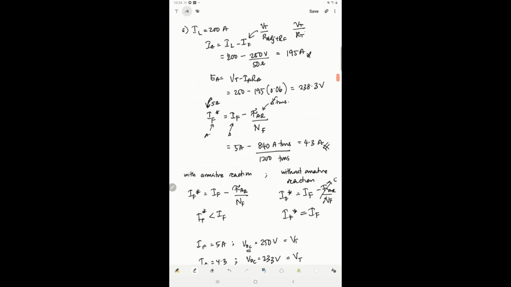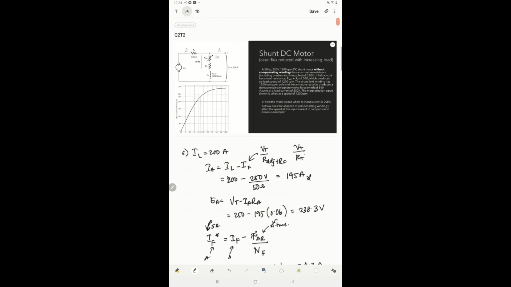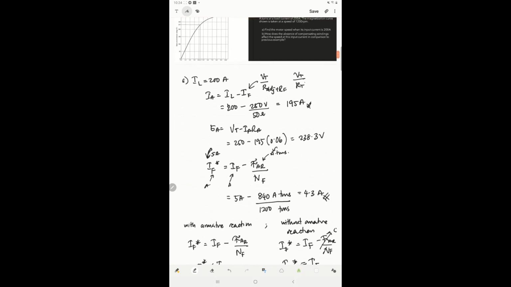Therefore, we know that the internal generated voltage of 233 volts is obtained at a no load speed, right? Because this is open circuit. Remember, there is no current flow. So this is obtained at n equals 1200 RPM. And it is also confirmed by the question itself: the magnetization curve shown is taken at a speed of 1200 RPM.